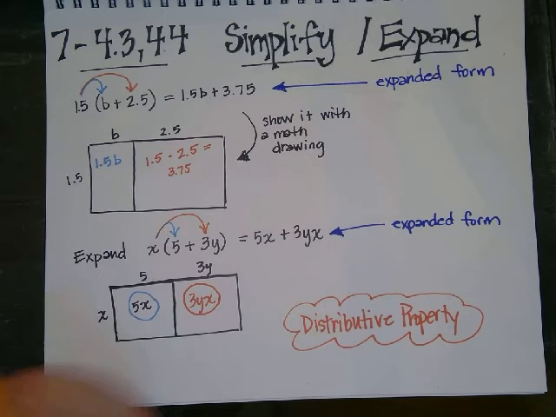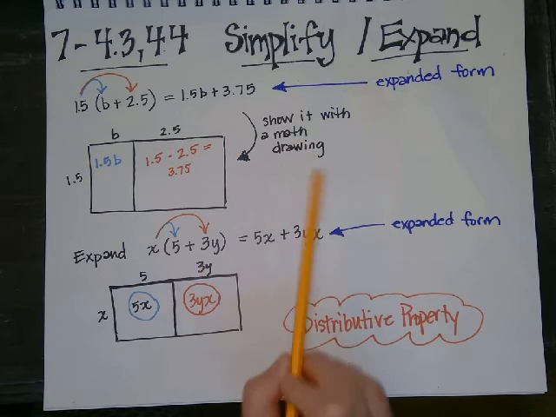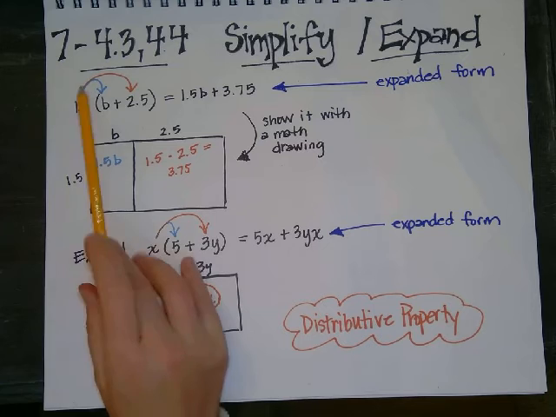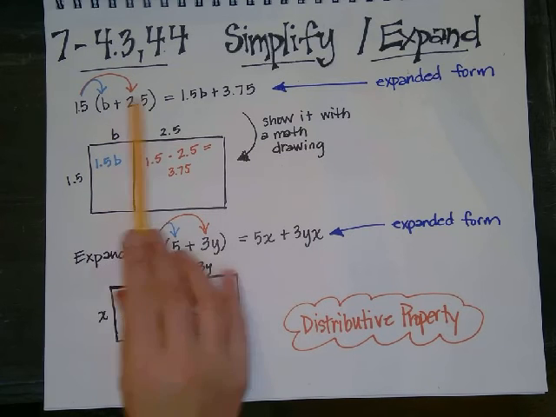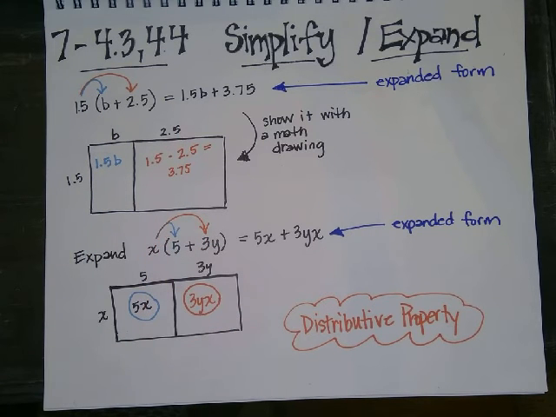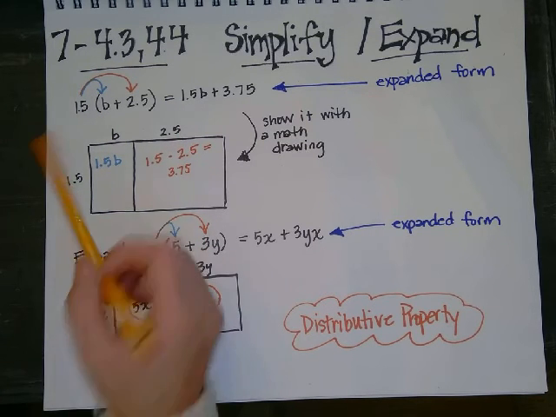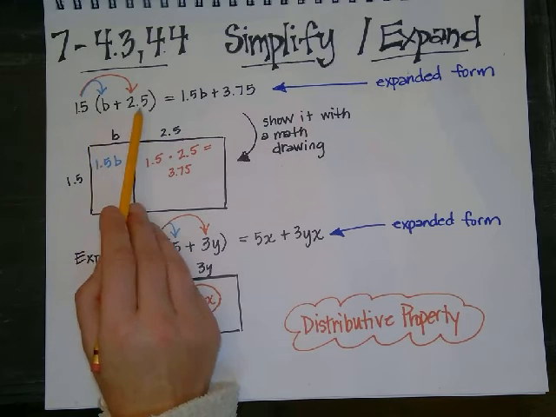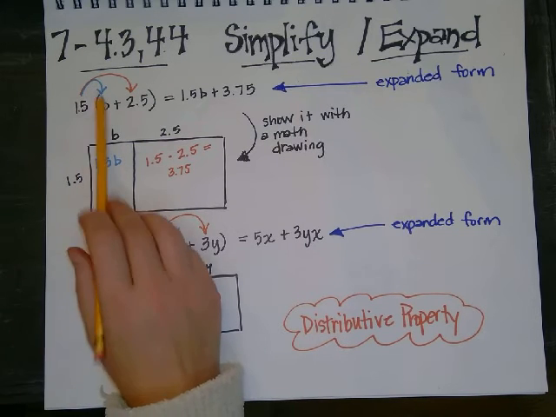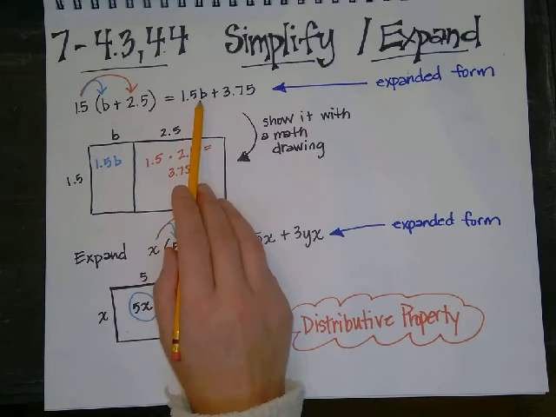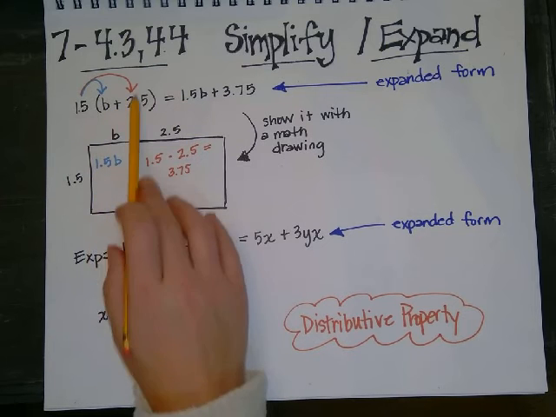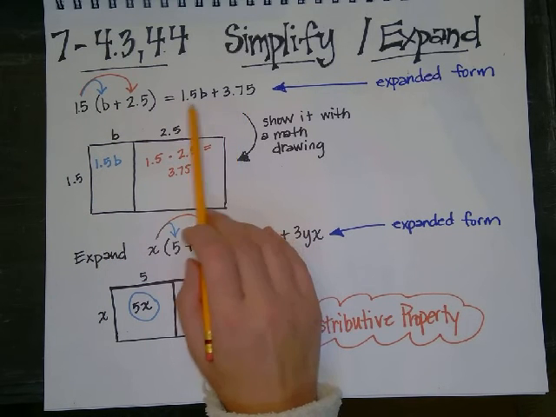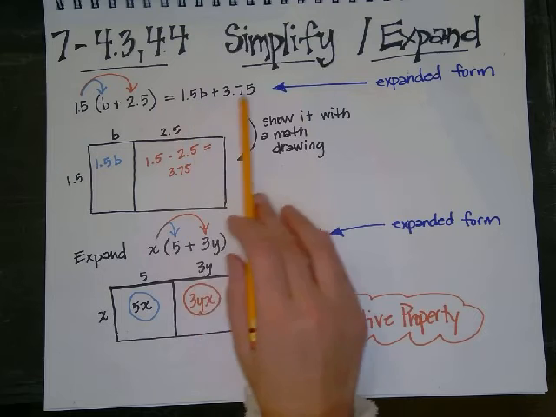All right, so I like to show this using a math drawing as well as both forms. So let's take the factored form, let's expand it, and then let's look at it in a math drawing. So here I'm taking 1.5 and I'm multiplying it by the quantity b plus 2.5. So 1.5 times b is 1.5b plus 1.5 times 2.5 is 3 7/500. So this becomes my expanded form.